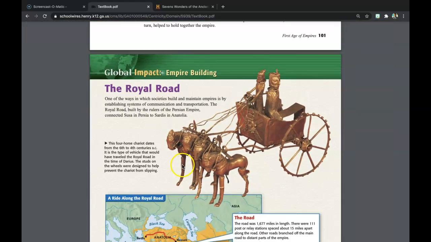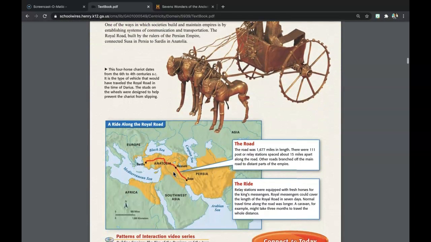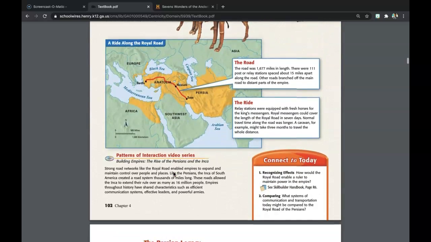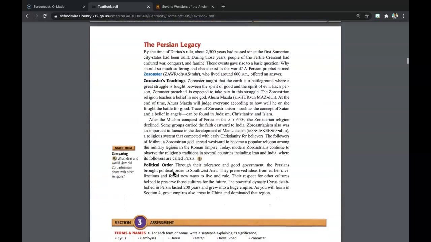And of course, for clarity later on, if you need, here's some more information about the Royal Road. As you can see, this was probably incredibly beneficial, the lifeblood, if you will, of the Persian Empire. And here's the last section right down here.